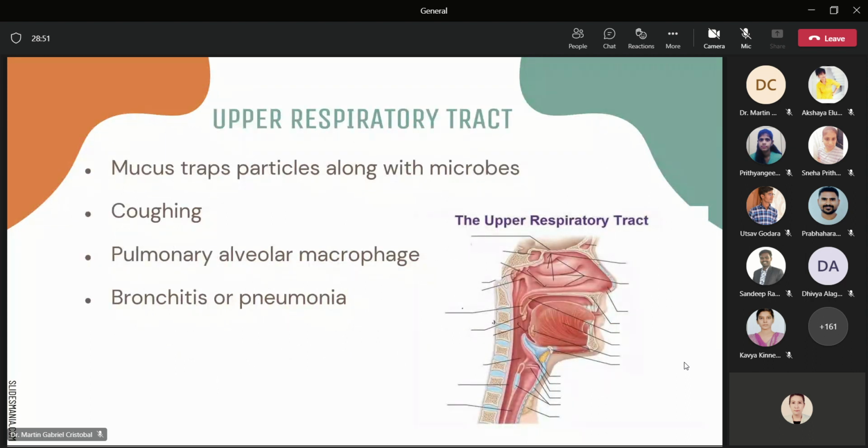So next is the upper respiratory tract. The upper respiratory tract produces mucus, which traps particles, including microbes, which is then passed into the upper airways and the oropharynx by ciliated epithelial cells. The person then coughs, which clears the mucus. There are pulmonary alveolar macrophages, which clear small particles that arrive in the lower respiratory tract by phagocytosis. So bronchitis or pneumonia is the result of diminished host defenses.